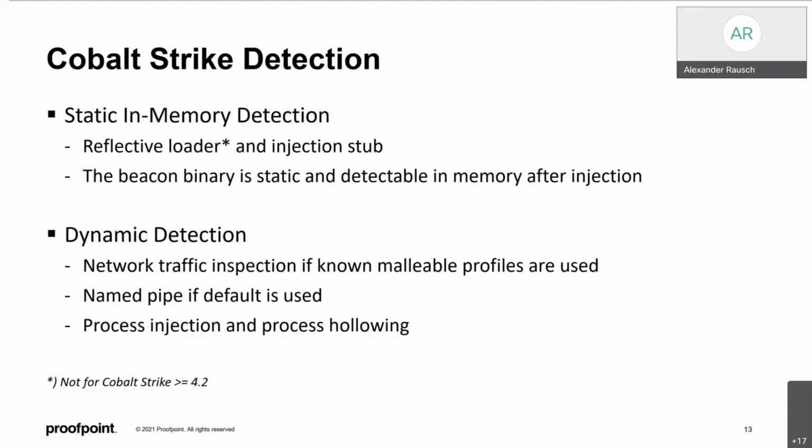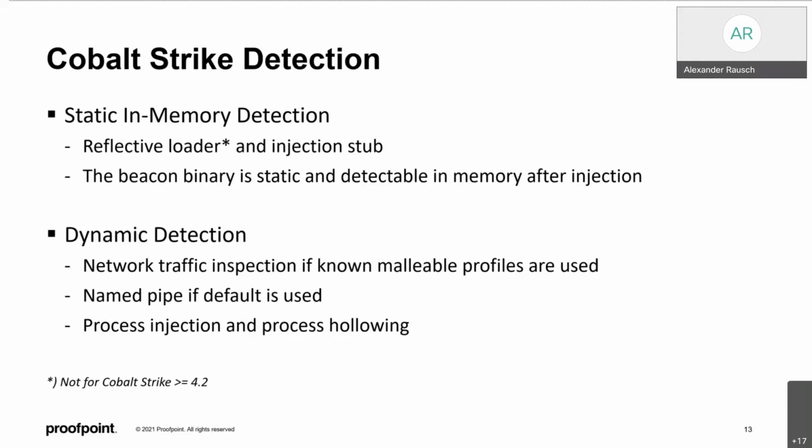If we now look into CobaltStrike detection and the specific detection possibilities of CobaltStrike, there are plenty, but none of them have been implemented by the CobaltStrike authors, of course. For example, you can detect CobaltStrike statically in memory by matching on the reflective loader or the injection stub code that Alexander just explained, or you can detect the beacon binary after the injection. You can also extract the configuration from the beacon out of the memory dump.